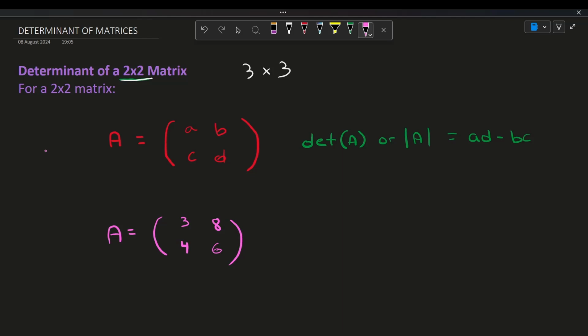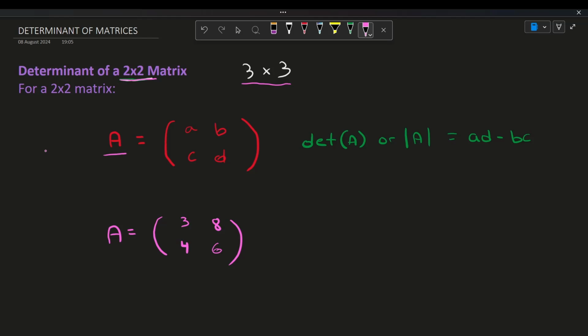In today's video, I'm going to be teaching you all determinant of matrices. Today's video will cover a 2 into 2 matrix and a 3 into 3 matrix. So let's get started with how to find the determinant of a 2 into 2 matrix.